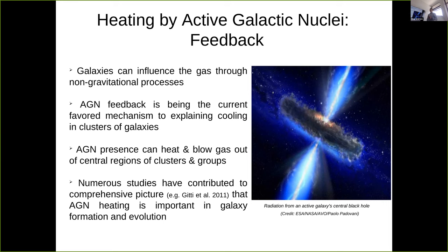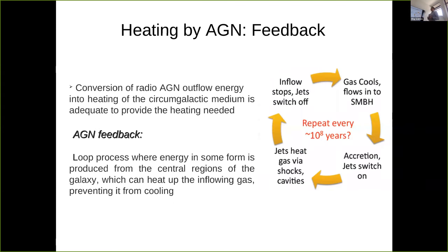The AGN presence can heat and blow the gas out of the central regions of the clusters and groups. Then there have been numerous studies that have contributed to a comprehensive picture that AGN heating is important in galaxy formation and evolution. So what is heating by AGN? Basically, we have the conversion of the radio AGN outflow energy into heating the circumgalactic medium, which is adequate to provide the heating needed.